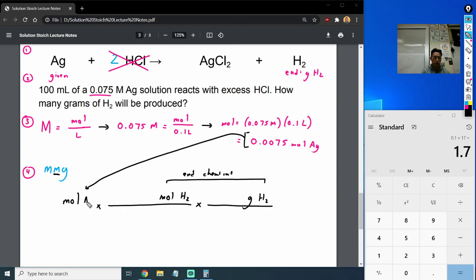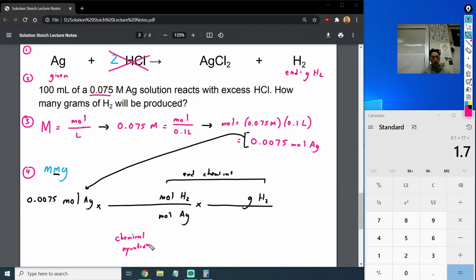Okay, we're going to take our answer from step 3 and use that for our starting number. So we have moles of Ag, and then we're going to start with 0.0075. Okay, we want to get rid of moles of Ag, so I'm going to put moles of Ag on the bottom. Since it's moles and moles on the same fraction, that means our number is going to come from the chemical equation that we balanced.